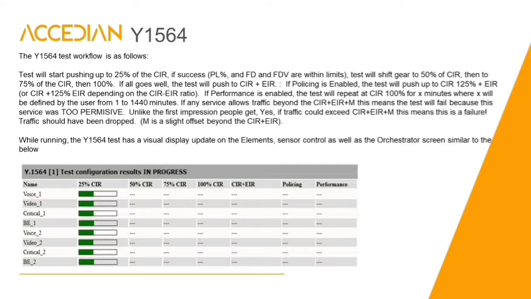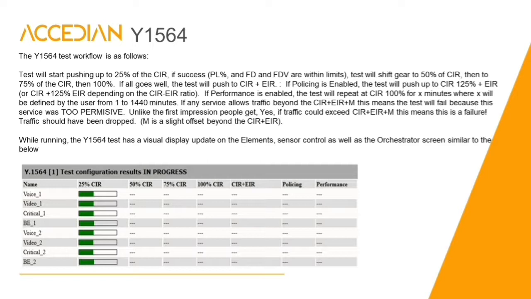If all goes well and if the policing is enabled, the test will push up to CIR plus EIR plus a certain percentage. This is to verify whether the policing is working or not. If the performance option is enabled, the test will repeat at CIR 100% only, but for a longer time. So this is like an endurance test. It can run from 1 minute up to a single day, 24 hours.